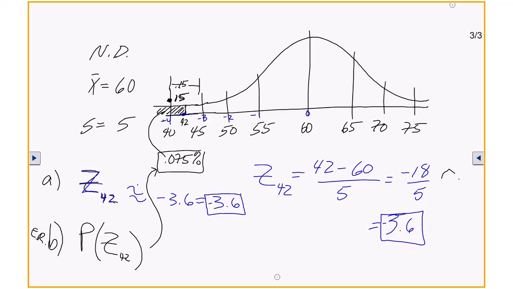Questions? Complaints? So the empirical rule works hand in hand with the z-score. You got to know both of them. So let's look at what we got to know for this test.